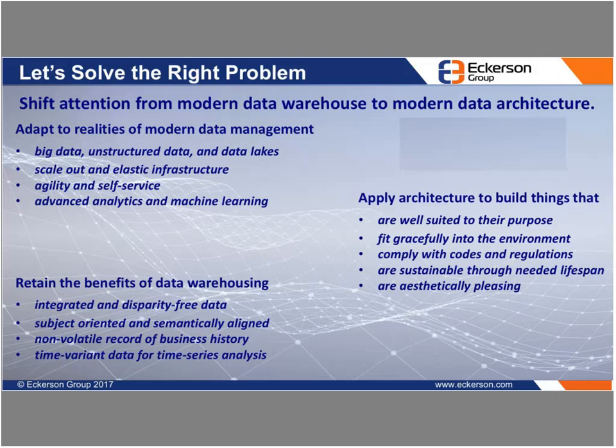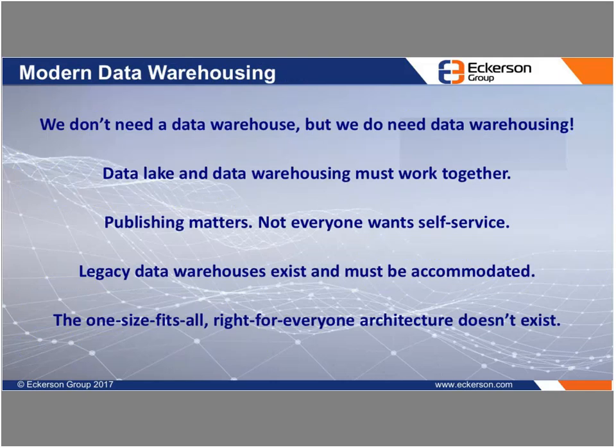So how do we get to the kind of architecture that's going to do this and do it for us well? Well, first we need to step back and ask, do we really need a data warehouse? We don't necessarily need a data warehouse. We need data warehousing. We need integrated, subject-oriented, non-volatile, time-variant data. But whether it's stored in a data warehouse, a data lake, or we call it something else, isn't really all that important. When we have data lakes and data warehousing, they must work together. They can't be competing sources of information. They have to be compatible. They have to work together.